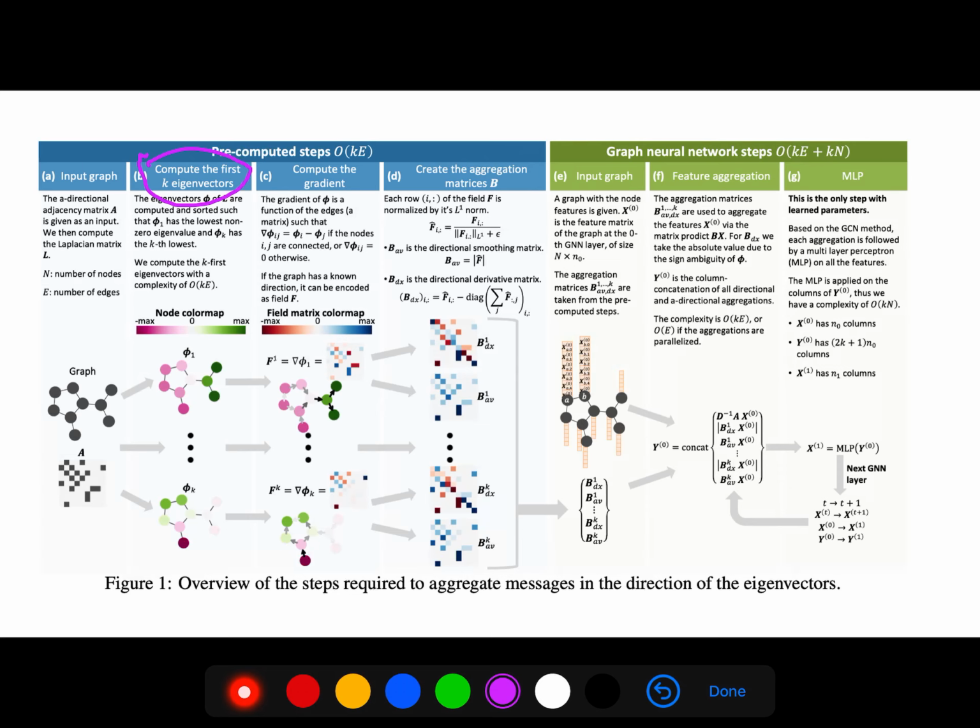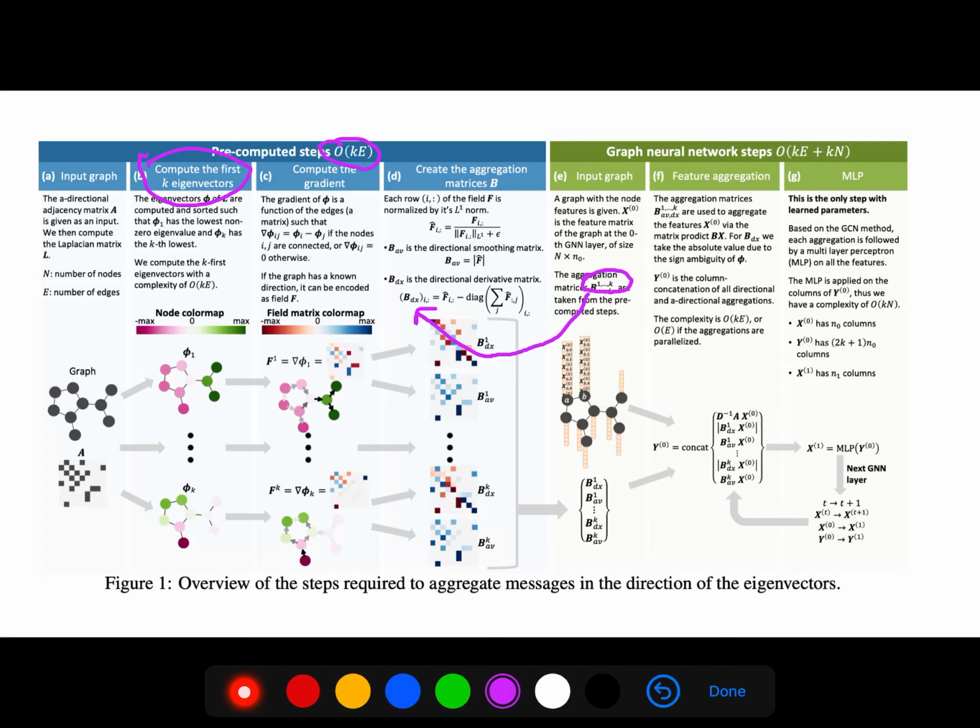Then we create the aggregation matrices. This is the pre-computed step and has order of KE complexity. But for graph neural networks, once we have done this processing, then we can have a graph with node features, and X0 is the feature matrix of the graph. So the aggregation matrices, these B, are taken from the pre-computed steps here.